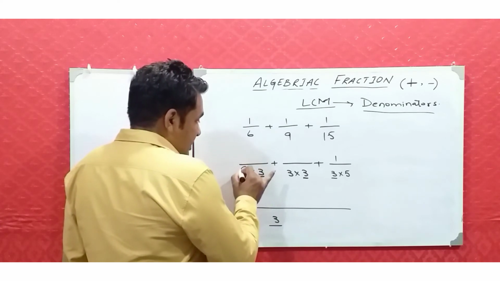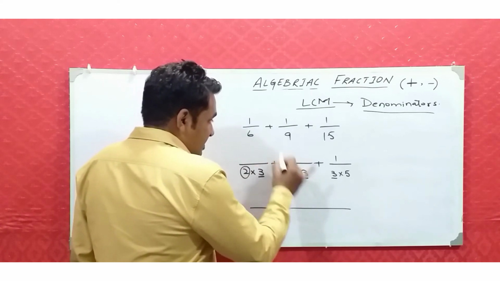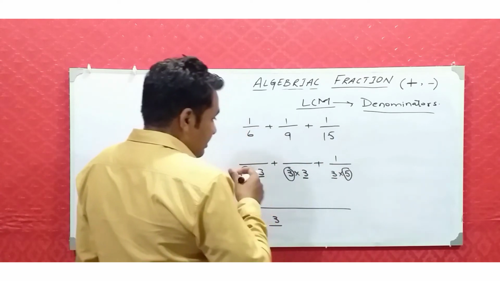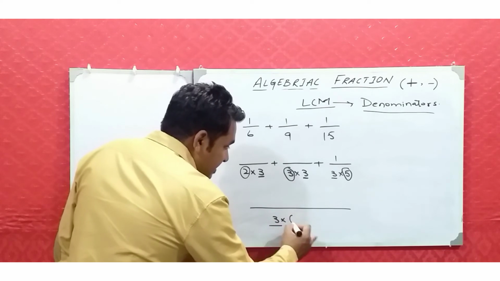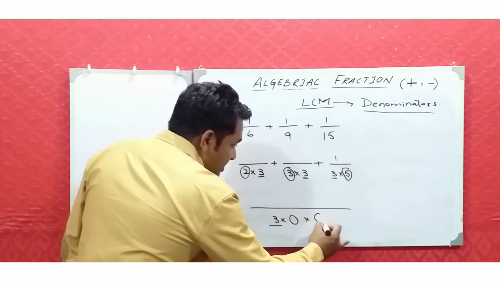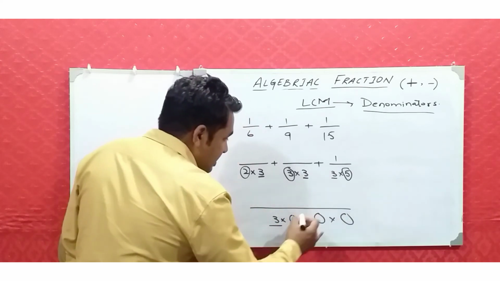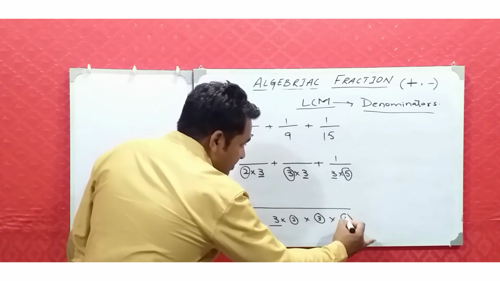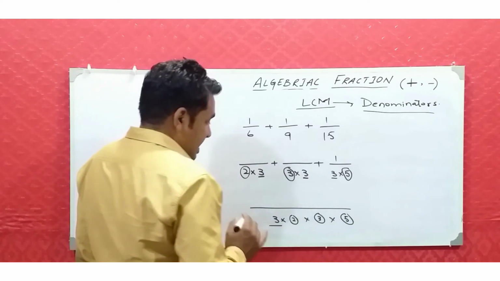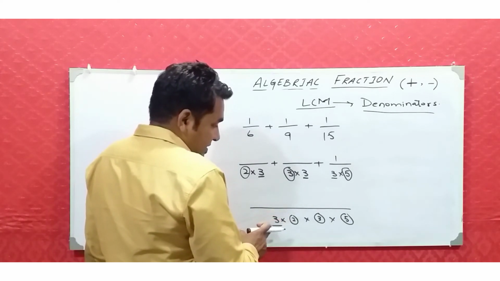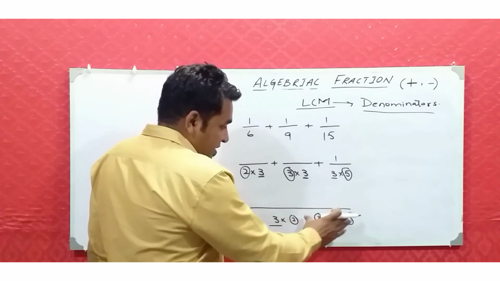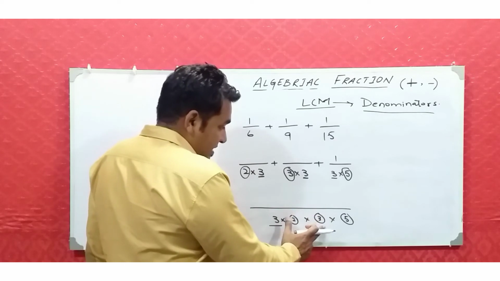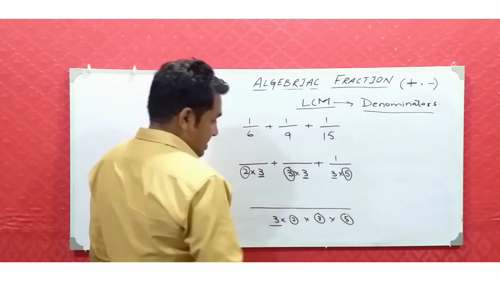Then the numbers which were not common in all these 3, these I have circled. I will also write down these circled numbers: I have circled 2, I have circled 3, I have circled 5. Now this product is again giving us 90. 3 2s are 6, 6 3s are 18, 18 5s are 90.